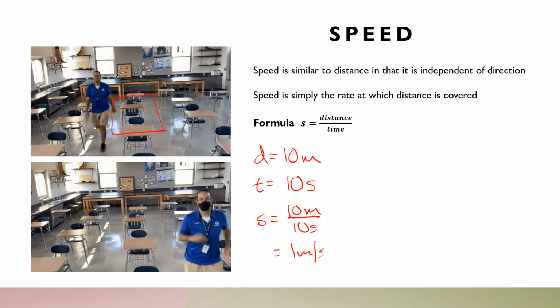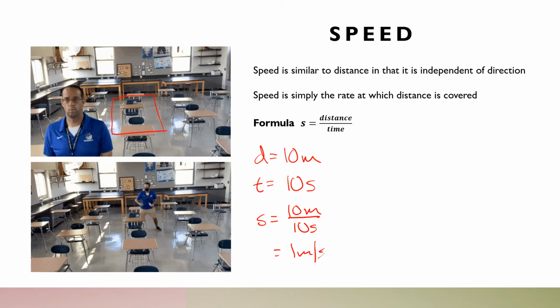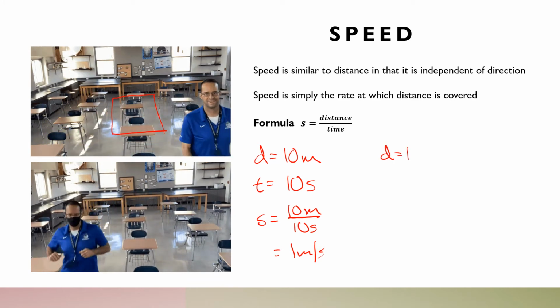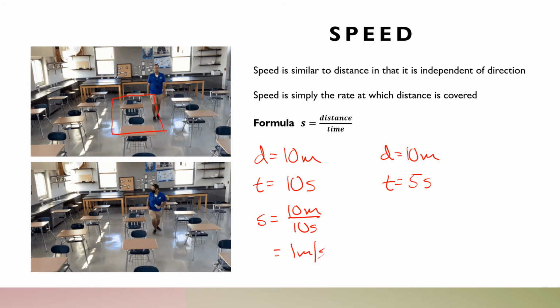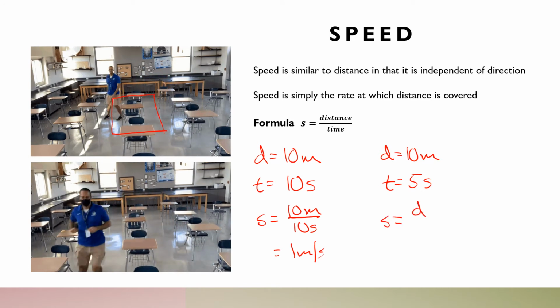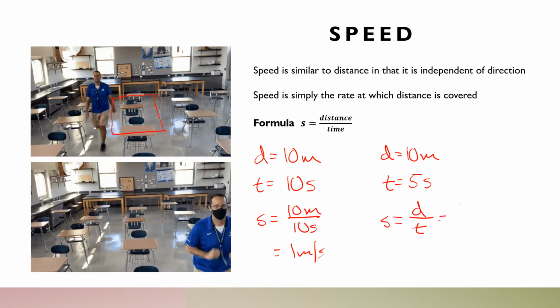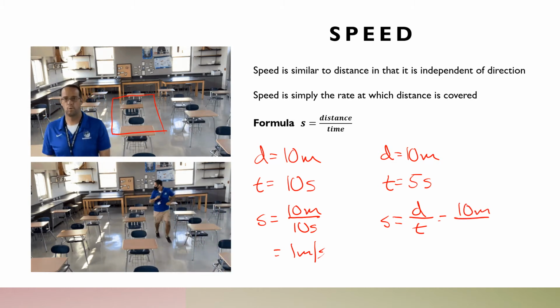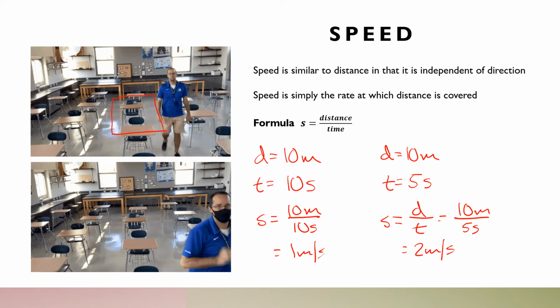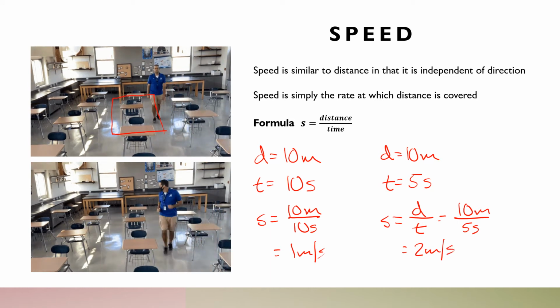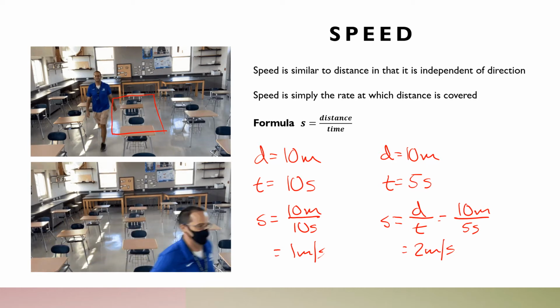Okay. The second video, the distance is the same. The distance is still 10 meters. The time now is cut in half, so it's 5 seconds. So our speed would be the distance over the time, which would be 10 meters over 5 seconds, or 2 meters per second. Great. Okay, so we're about twice as fast in the second video. Again, that's regardless of direction. We're talking about distance over time.